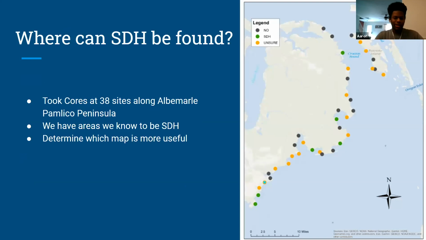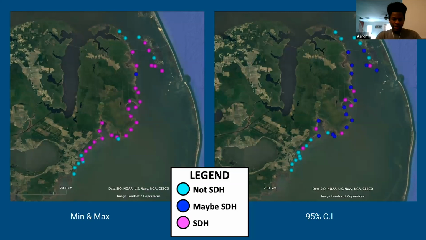And so now we get back to the maps that I was talking about. So where can SDH be found? We took cores at 38 sites along the Albemarle Pamlico Peninsula and then, taking them back to the lab and doing the 3 tests that we talked about, we were able to determine where SDH is or isn't or might be in order to make this older map a little bit more useful. And so this right here is the culmination of all this beautiful information. These 2 maps are what we're using as our guideline.